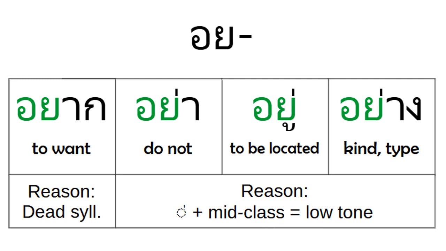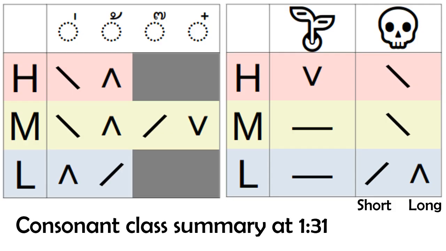O-ang can be used as a silent consonant to change yo-ya into a mid-class consonant. What's unique about this combination though is that it occurs only on these four words, in which all of them result in a low tone. In other words, you can just take these four words as an exception and move on. And there we have it, the Thai tone rules.